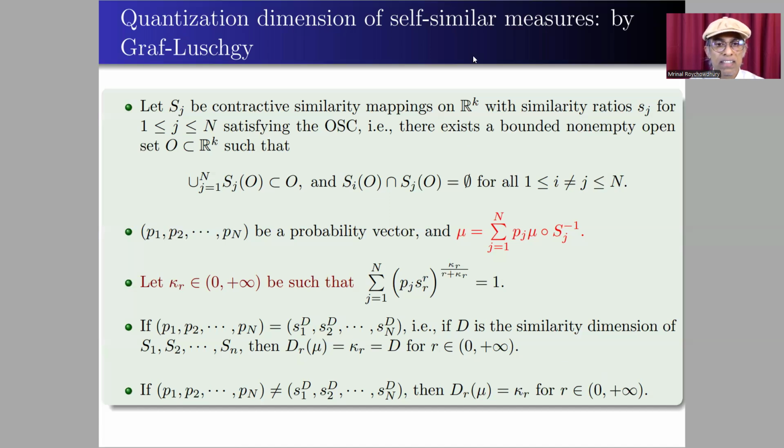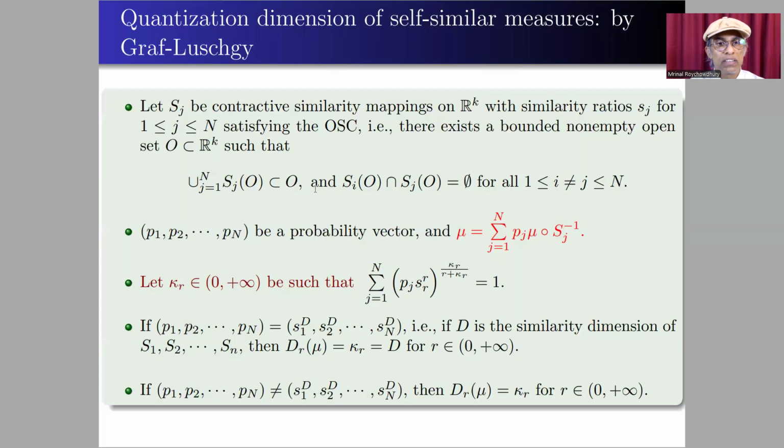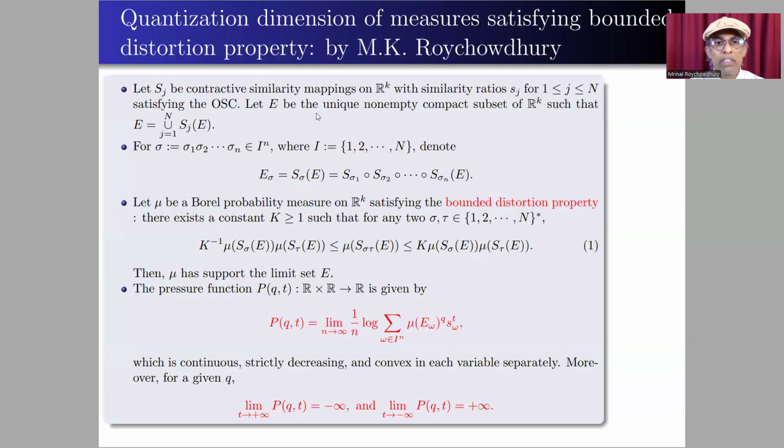Let us now generalize this result. Quantization dimension of a measure satisfying the bounded distortion property, by M. K. Roy Choudhury. Let Sj be contractive similarity mappings on Rk with similarity ratios sj satisfying the open set condition, which was defined before. Here is the open set condition. Let E be the unique non-empty compact subset of Rk such that this, that means E is the limit set of this iterated function system of the similarity mappings.